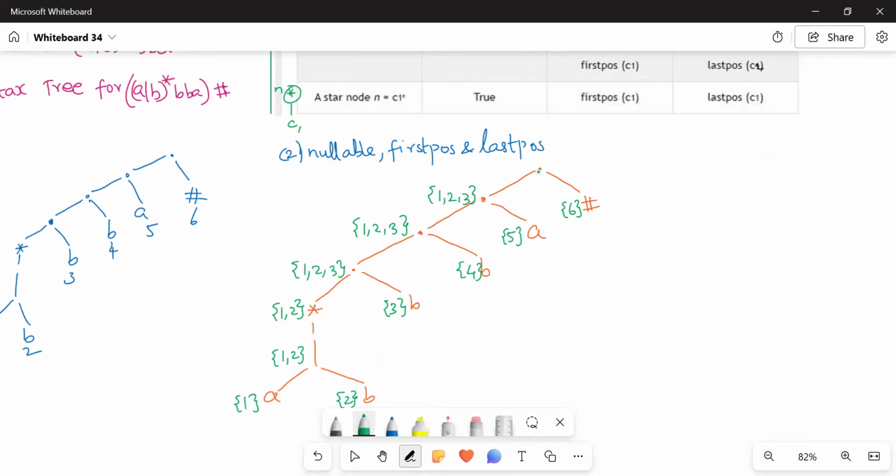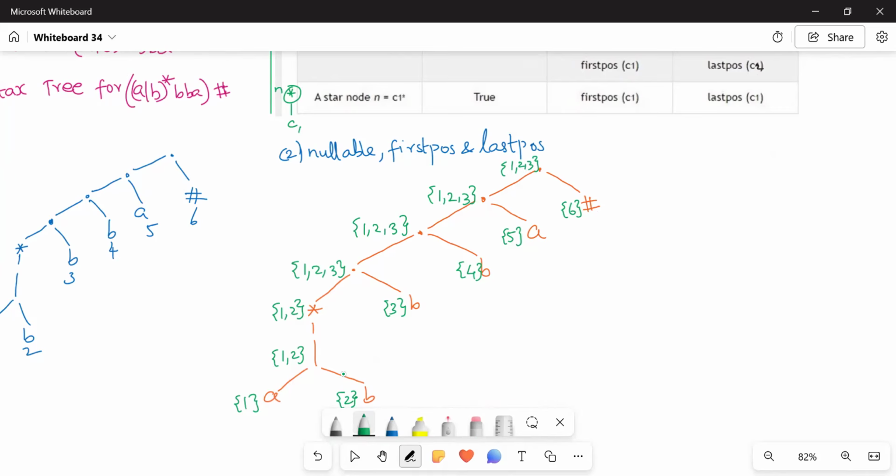Then similarly for finding first position for this node, we need to check whether nullable of C1 is true. Since it is a cat node, for it to be true both C1 and C2 should be true, but we know that C2 is false. So we can say that this is not nullable. If it is not nullable, we need to substitute first position of C1 alone. Okay, 1, 2, 3.